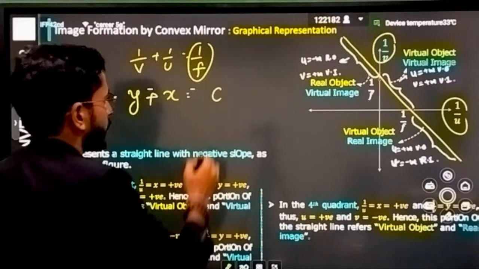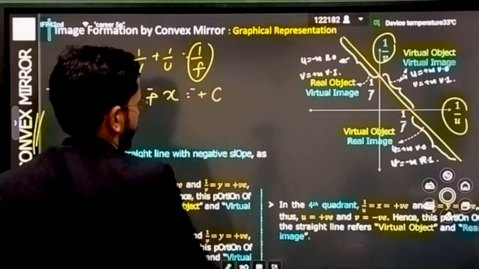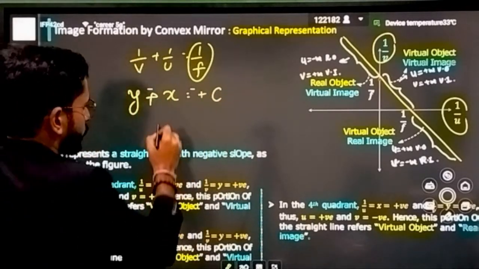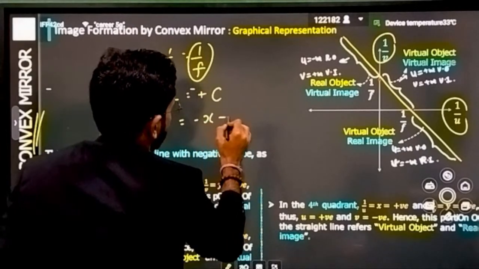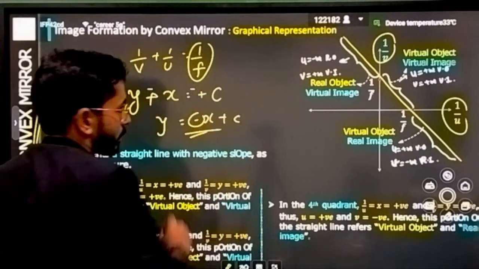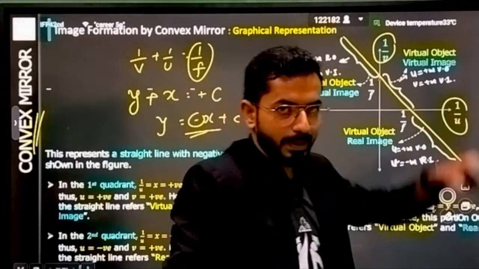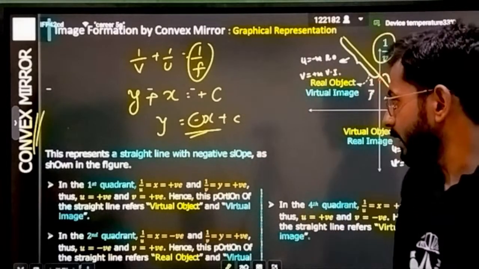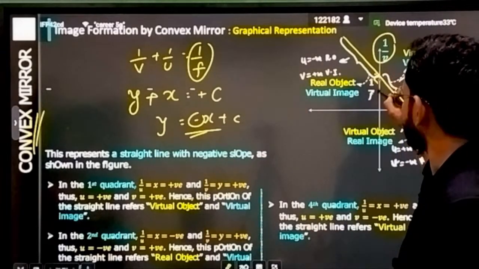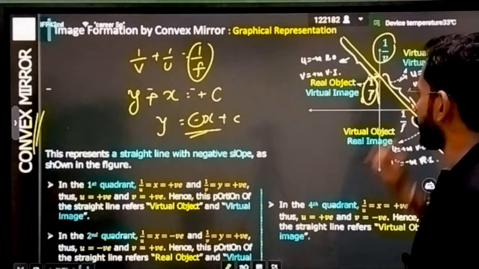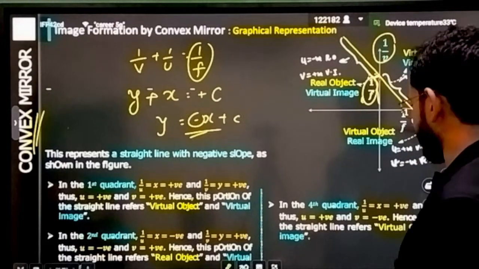the focal length is always positive. That means the intercept is always positive. So it can also be written as y is equal to minus x plus c. Minus 1 is the slope, which means a decreasing slope will be there. The intercept will always be positive. This is the intercept c, and it is equal to 1 by f. It is always positive, so you can draw this line as drawn here.